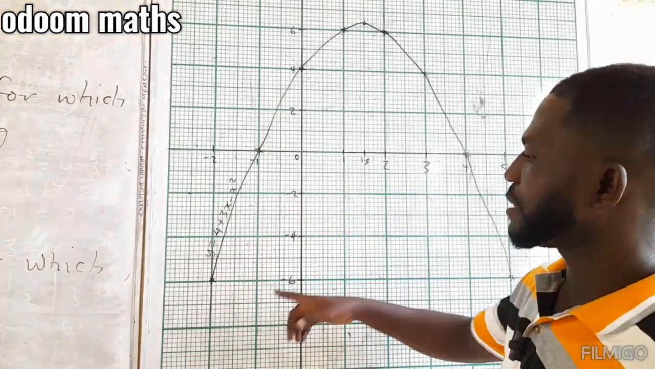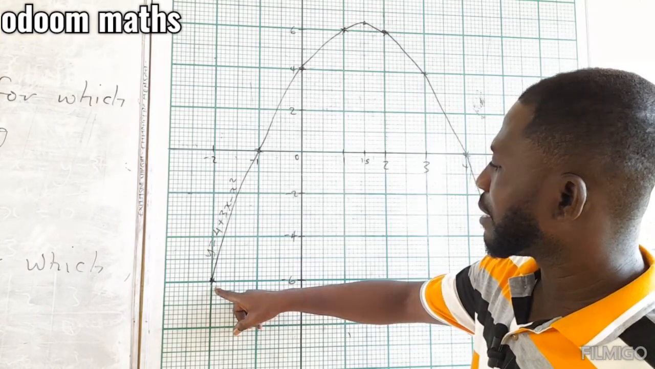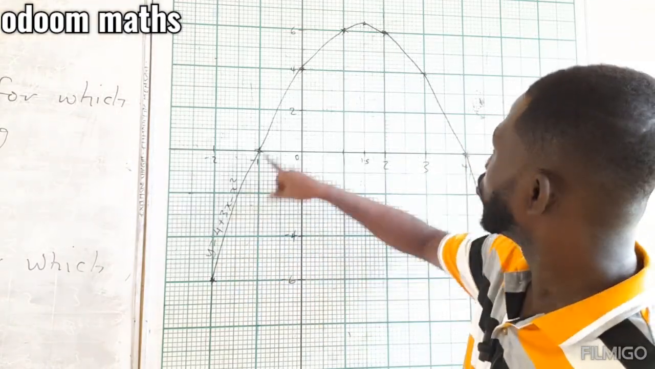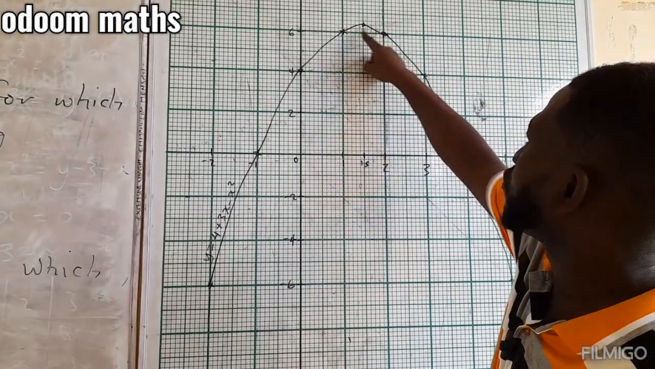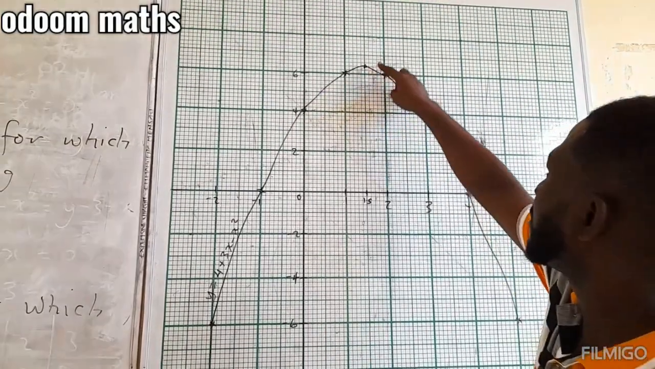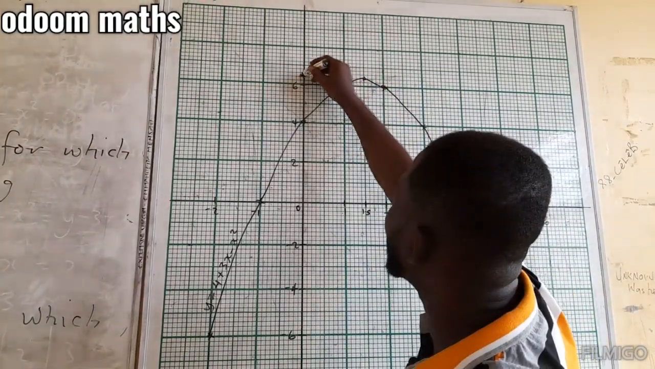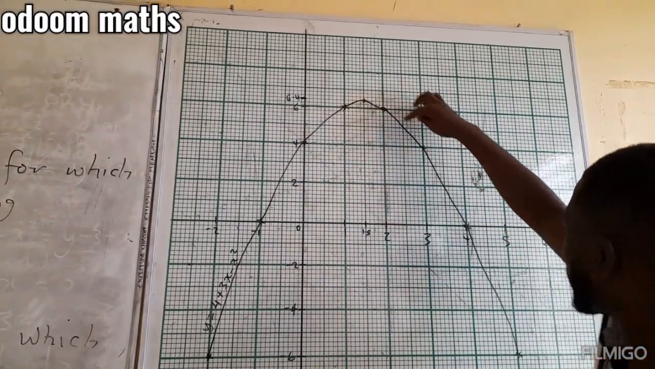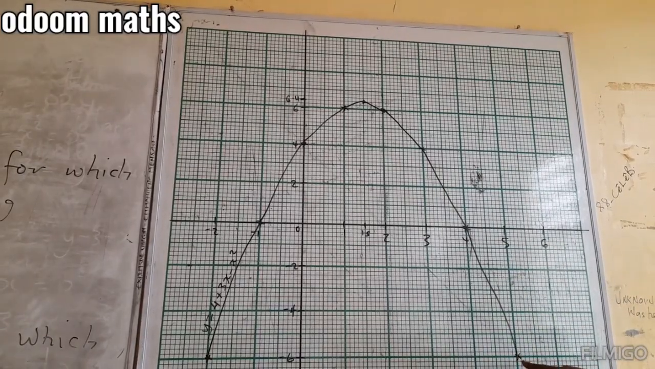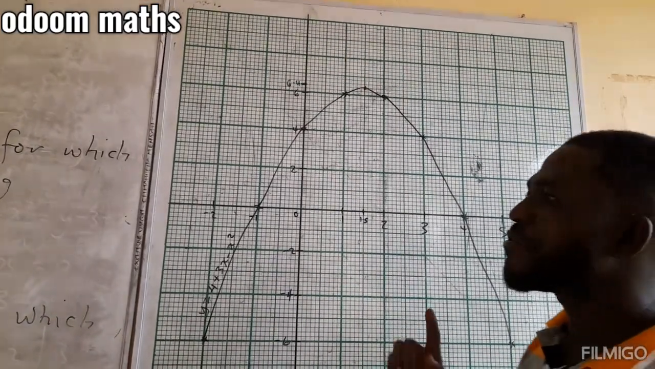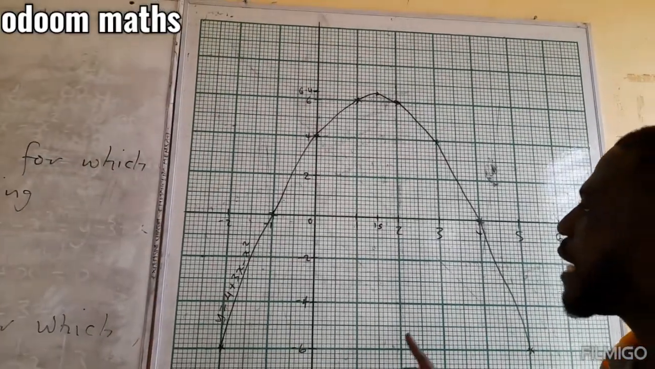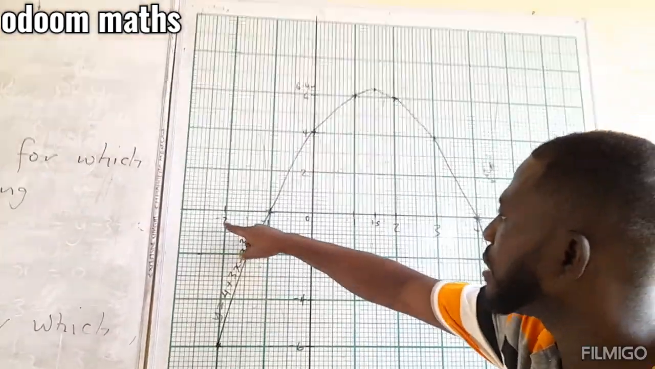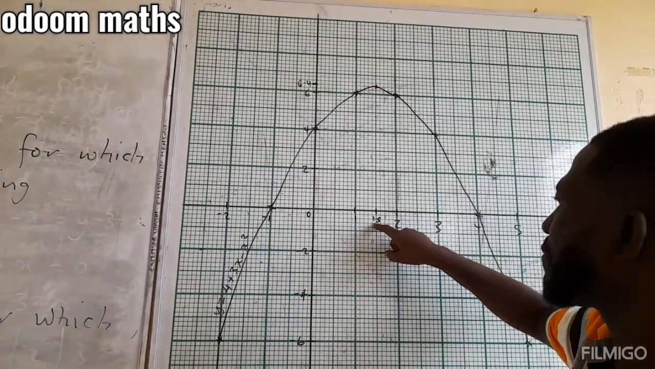So from our graph, we see that y is increasing from where the y value is -6 to where we have the y value to be 6.4. Then decreasing from 6.4 to where we have the y value to be -6. Okay. Now, the range of values of x for which y is increasing. Y increases, on the x values, from -2 to 1.5.